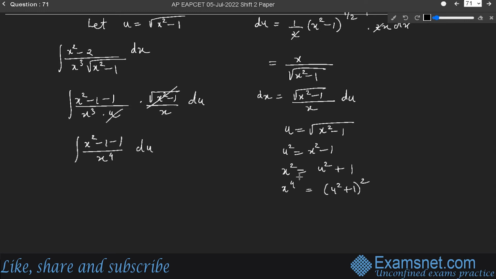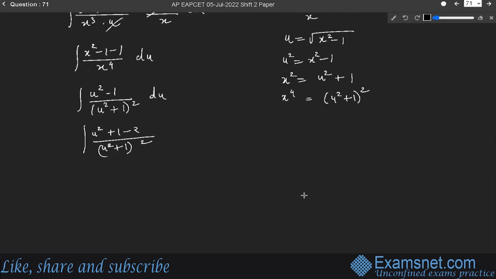It will be equal to integral of u square minus 1. See, x square minus 1 is u square, divided by x to the power 4 is u square plus 1 whole square into du. Again on simplifying, it will be u square plus 1 minus 2 divided by u square plus 1 whole square into du, which will be equal to integral of u square plus 1 divided by u square plus 1 whole square du minus integral of 2 divided by u square plus 1 whole square into du.